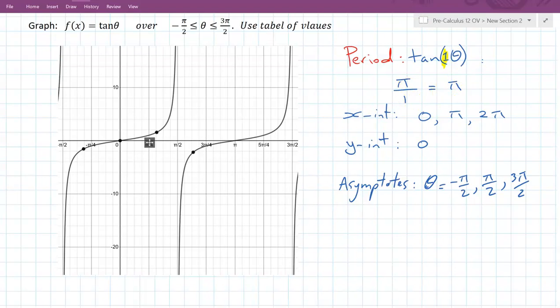Okay, x-intercept 0, as you can see, very simple, 0, pi, and every pi interval it repeats. So 0, pi, 2 pi as well, and then keeps going 3 pi, and so forth and so on. Well, y-intercept is 0, and then asymptotes. Asymptotes are the ones that are very important.